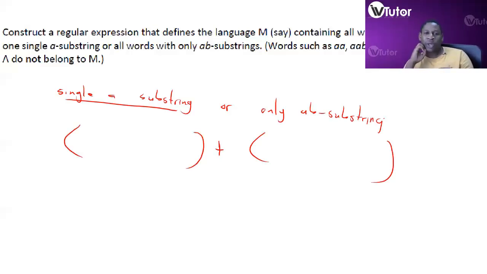If you're only going to have a single A substring, it means that the moment you have an A, you're supposed to have a B afterwards. The moment you have an A, you're supposed to have a B afterwards, and then you can have something like that.